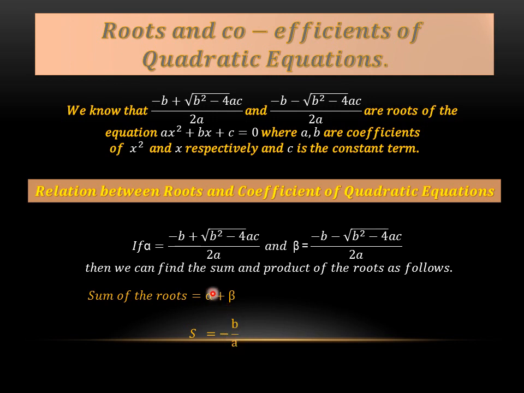This is your task. You will put the values of alpha and beta here and solve it. After the solution, look at the answer. Does it come out to be minus b over a or not? If the answer is minus b over a, that means the sum of the roots is correct.